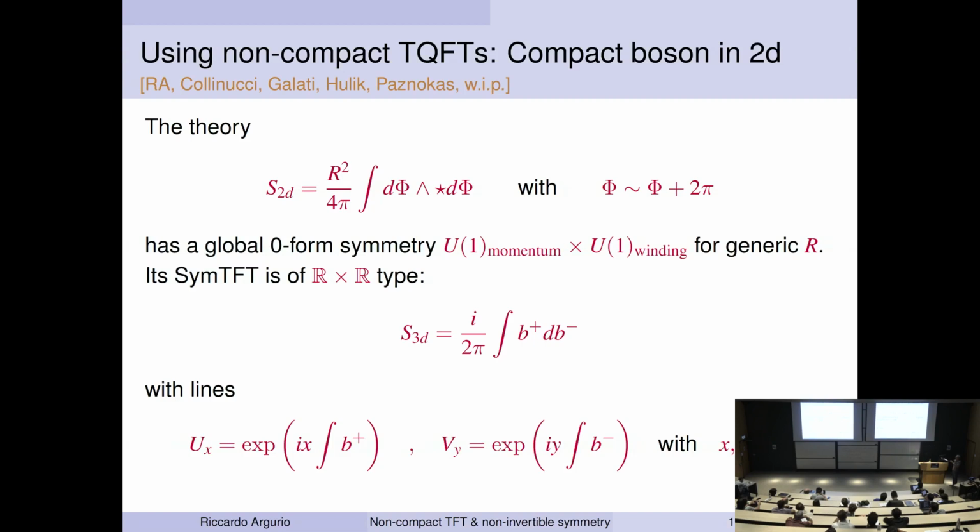So again, the symmetry TFT is a 3D BF theory, and it has to be of a non-compact type. The most economical way to write it is this one. Again, the level is set to 1, and the lines are, as I said before, two kinds of lines labeled in R. Now, this symmetry TFT seems to have a symmetry which is R times R. How do we go to U(1) times U(1)?